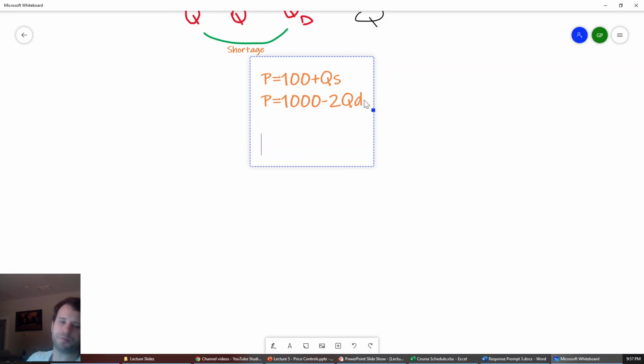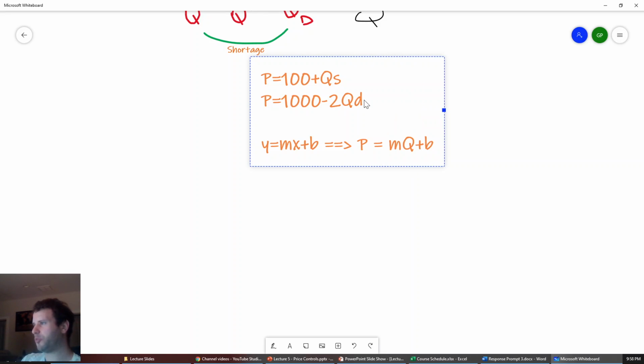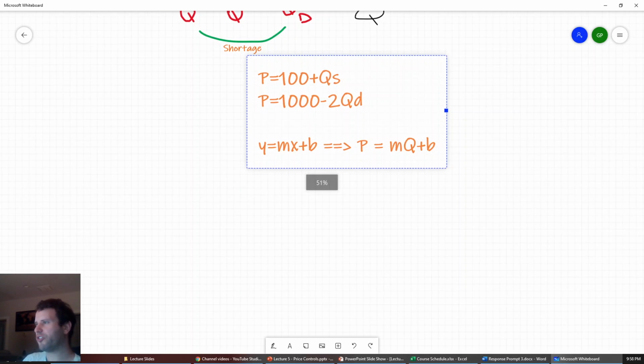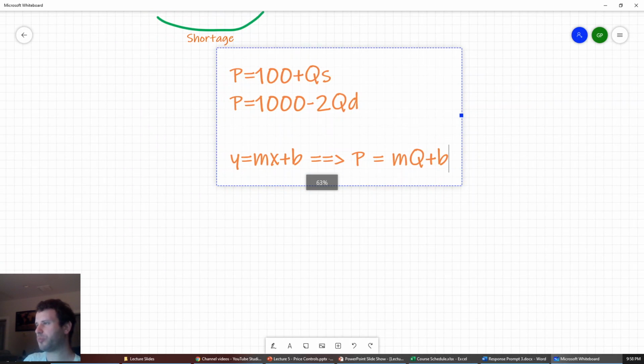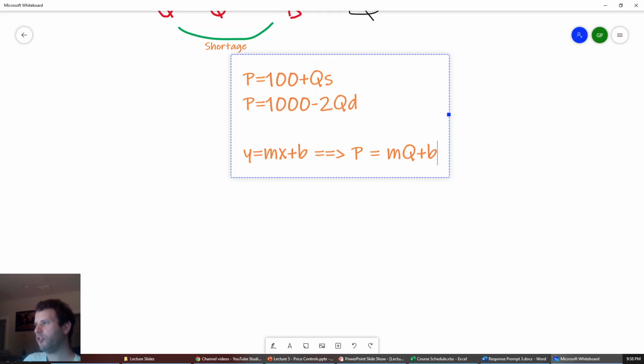If I asked you what the intercepts were for this graph, what would they be? So remember, slope-intercept form looks like this: y equals mx plus b. In econ terms, your y-axis good is always P, so P equals mQ plus b. What is the number being multiplied by Q for the supply equation? It's 1. So the slope is 1 for the supply equation. The b is 100. That's your y-intercept.